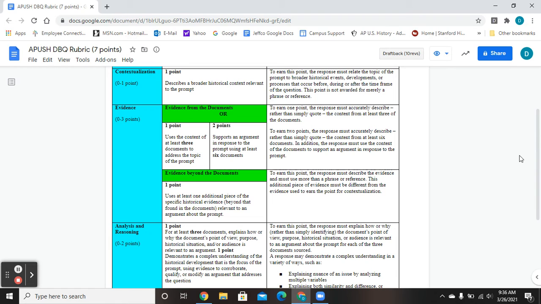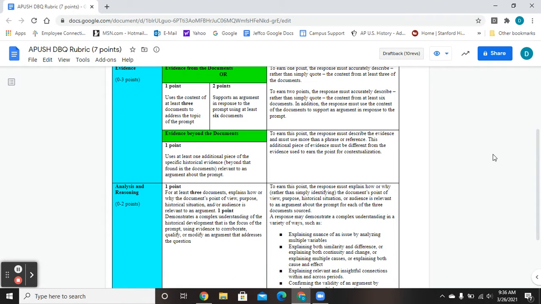If you can do that, again, a good rule of thumb is at least 2 documents that you have outside information, you get a third additional point for evidence. Okay, outside information is really, really important. Okay, and the outside information has to be different than anything you included in the context. Okay, you can't double dip on points. You can't get a point for using information in the context and then use that exact same information for outside evidence. Okay.